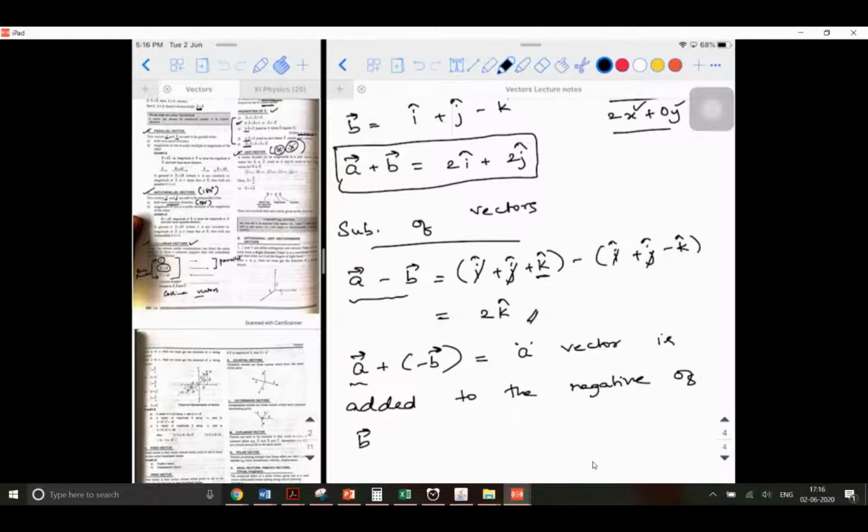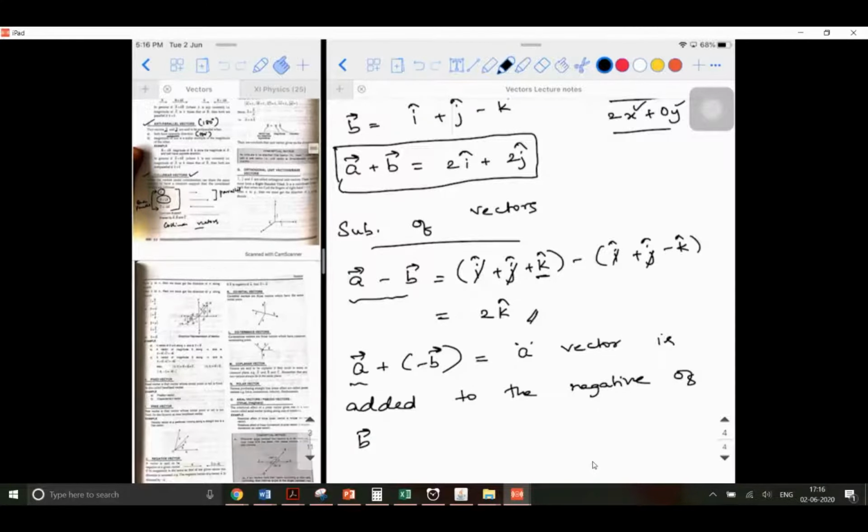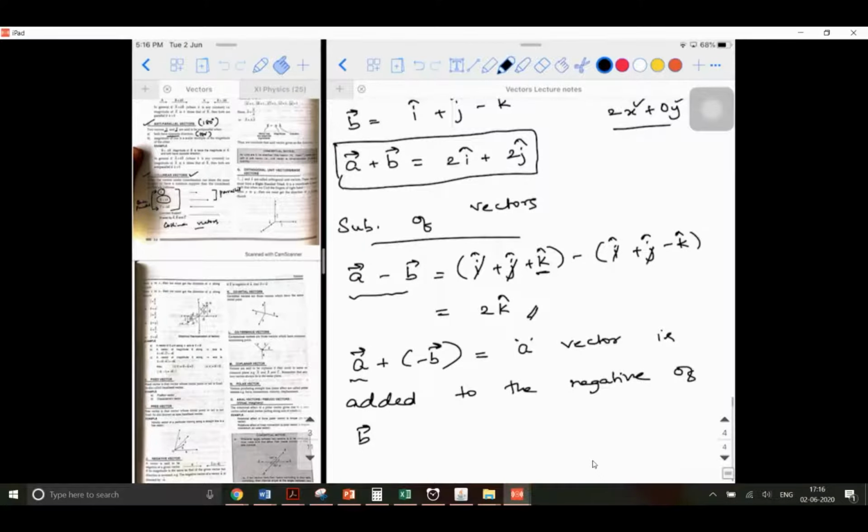What I'm trying to conclude from this is that subtraction of vectors is just the reverse process of addition of vectors. Subtraction and addition are not different concepts, they both are the same. The only thing is, when you're subtracting something, you have to change the direction and subtract. So for you to visualize what it is, I'm just explaining.